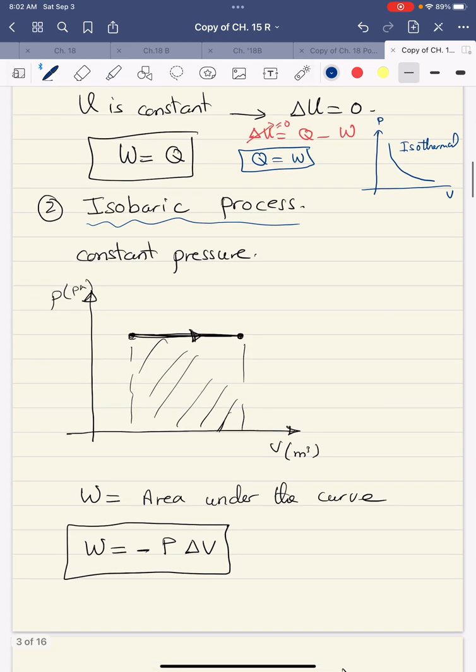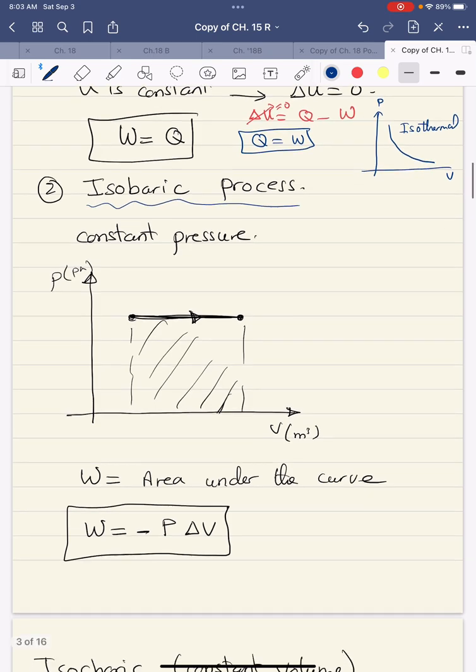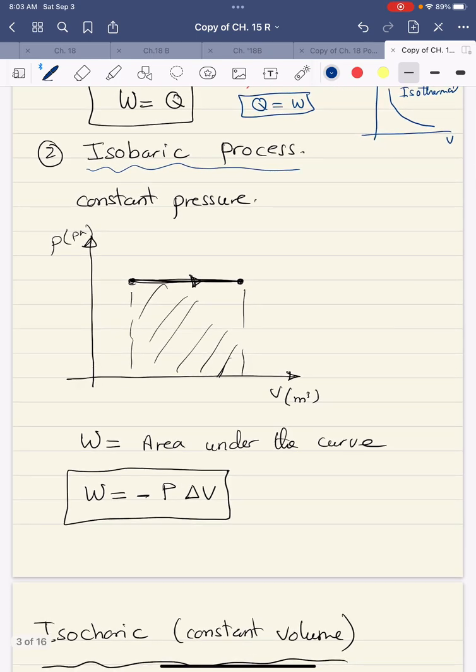Now, for constant pressure, we're going to have a horizontal line like this, and we can always say that the work done is the area under the curve. For this one, W equals negative P times delta V. P is the pressure, and delta V is the change in volume.